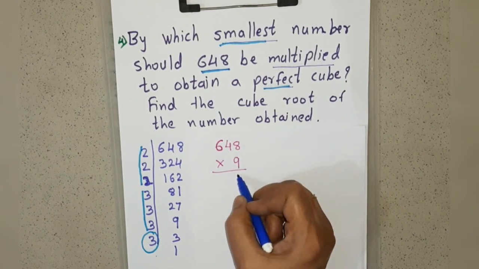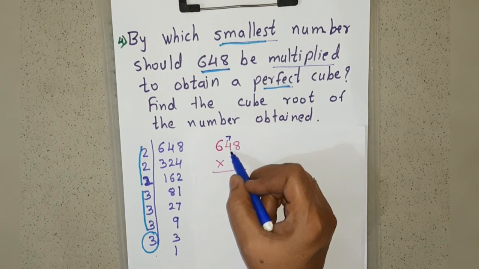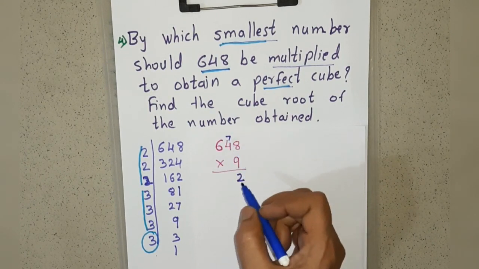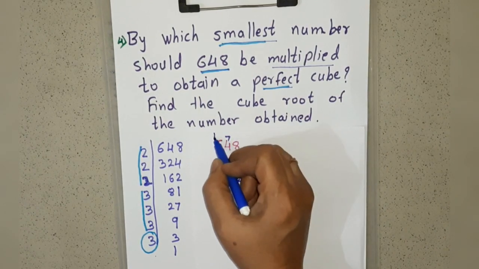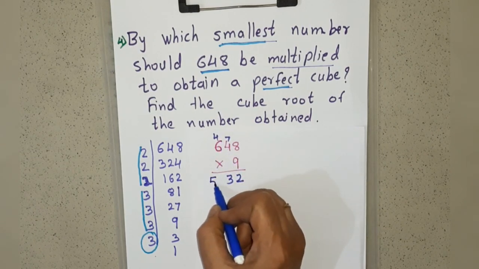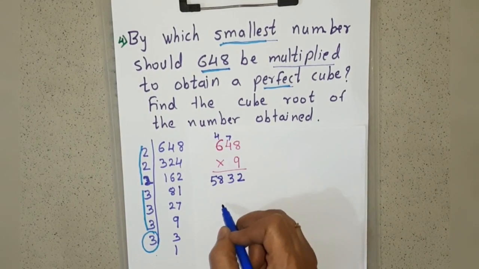9 8s are 72. 7 carry. 9 4s are 36. And 36 plus 7 is 43. 3 4 carry. 9 6s are 54. 54 plus 4 is 58. So 5832 is the perfect cube.